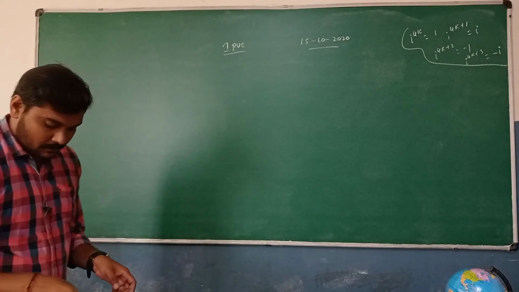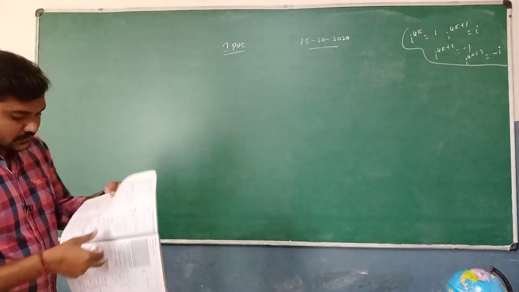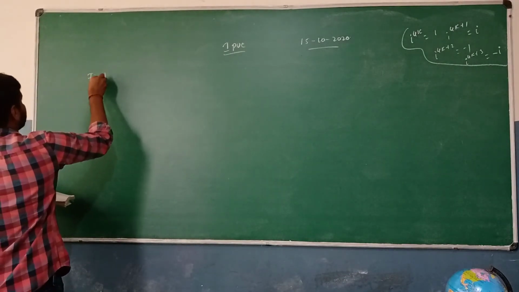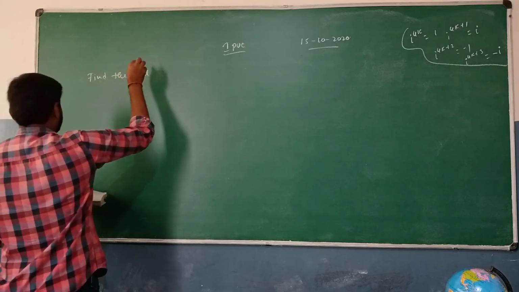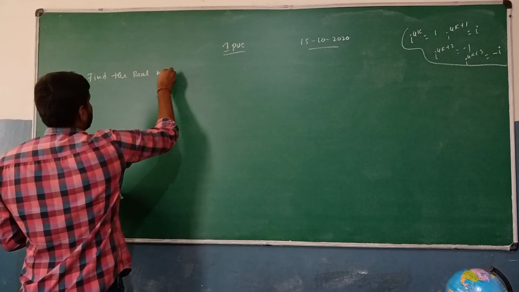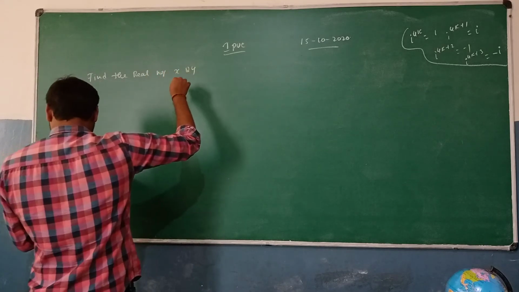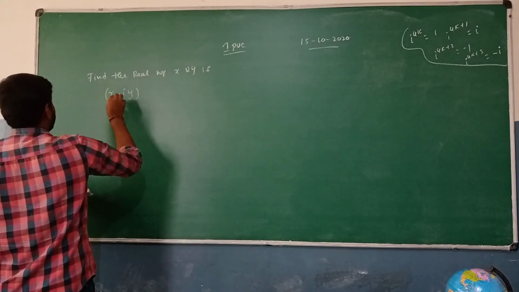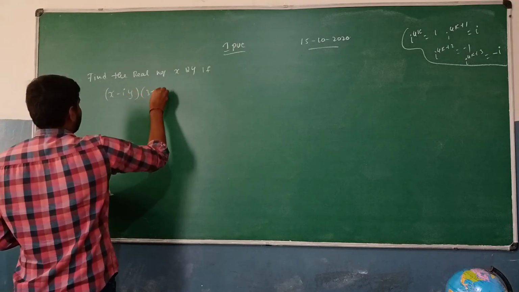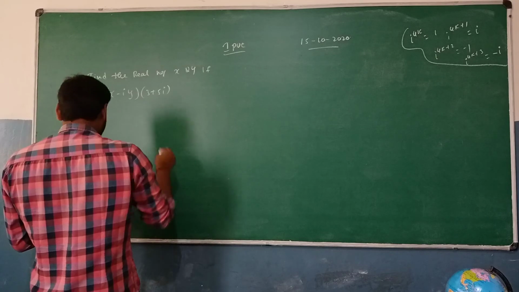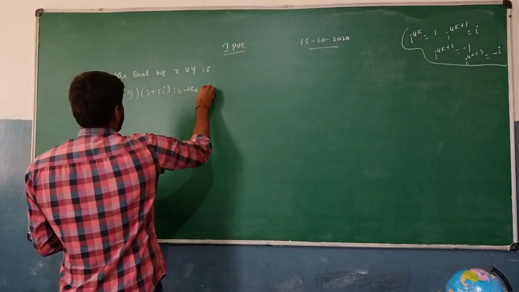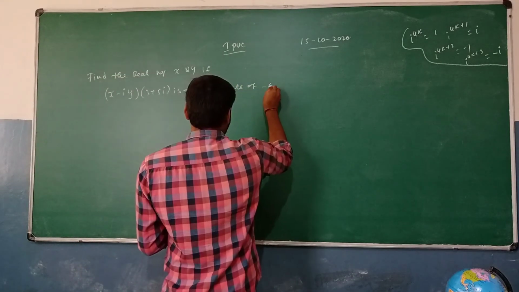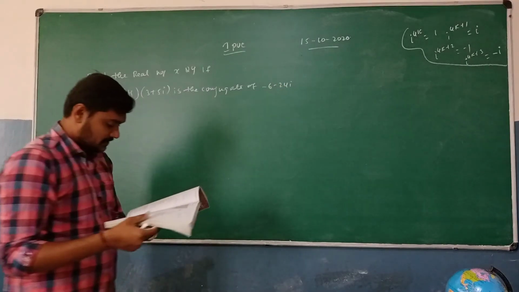Okay, so I'm going to solve one problem. To obtain one of the problems here: find the real numbers x and y if x minus iy into 3 plus 5i is the conjugate of minus 6 minus 24i.